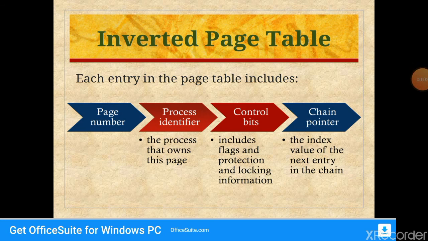These are the entries in the inverted page table. The page number, which has undergone hashing, and the process identifier, which is an integer value given by the operating system to every process to uniquely identify it. Control bits, which include some flags and protection and locking information, and the chain pointer, which points to the chain of index values that lead to the same hash value.